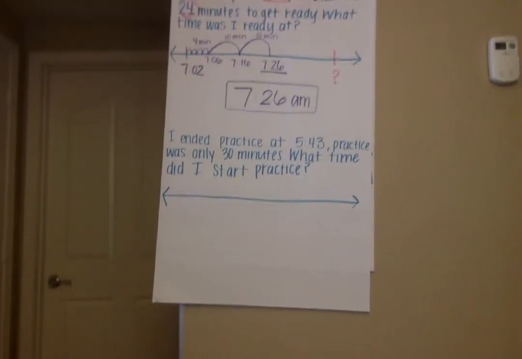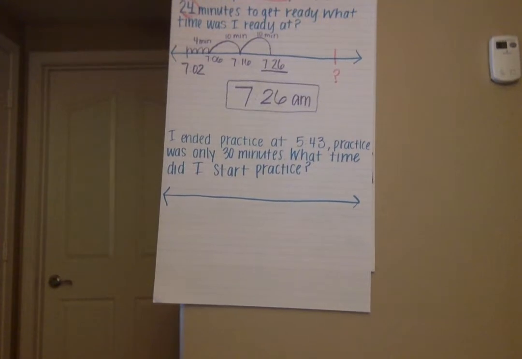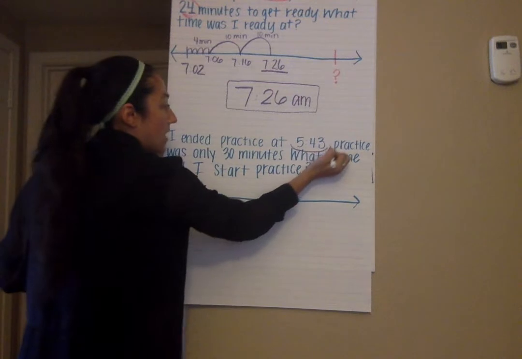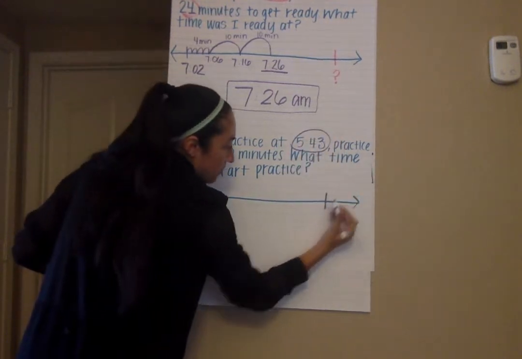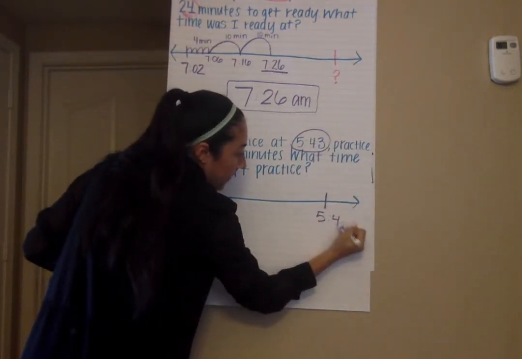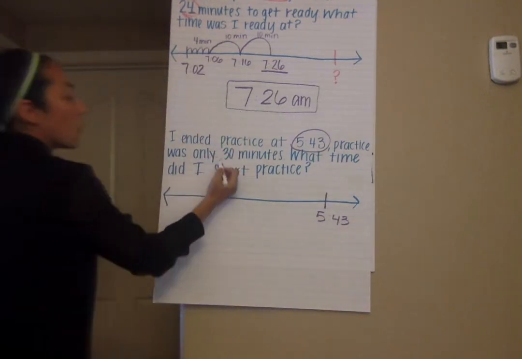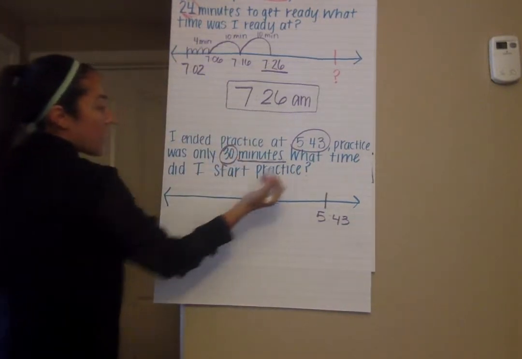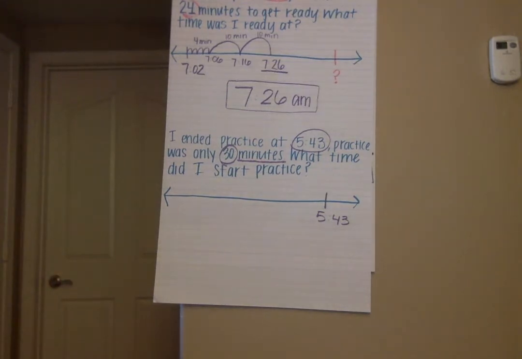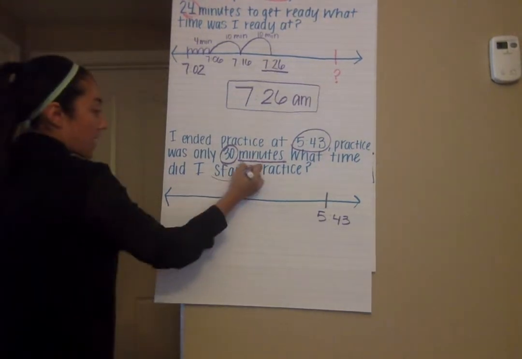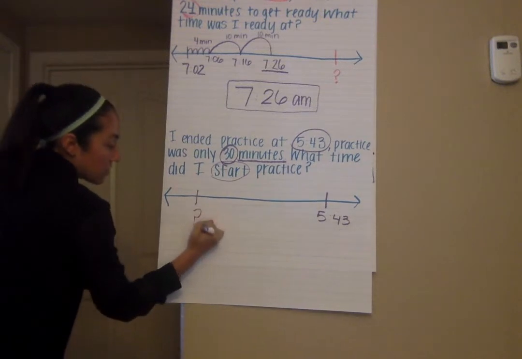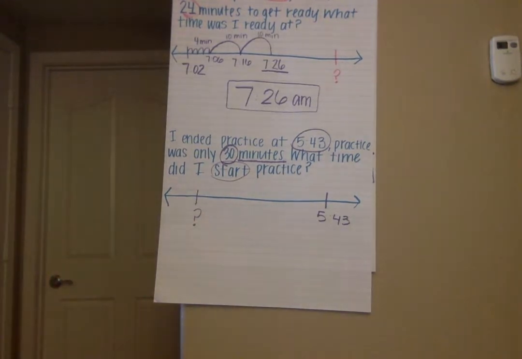And the last one, I ended practice at 5:43. Practice was only 30 minutes. What time did I start practice? So this one has an end time. I ended practice at 5:43. And practice was only 30 minutes, so that is my elapsed time. What time did I start practice is the question. So now this time we have to work backwards in order to figure out what time I started practice.